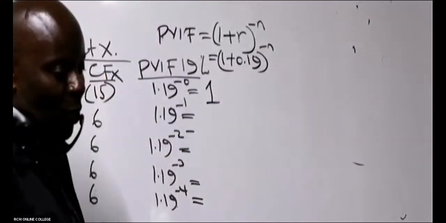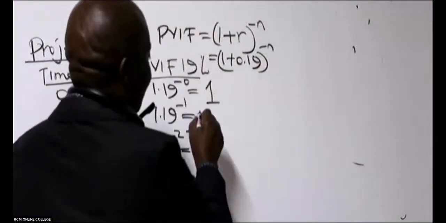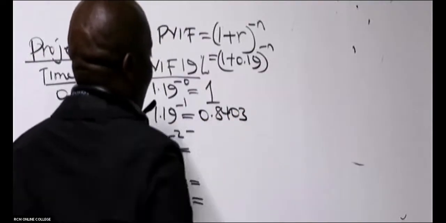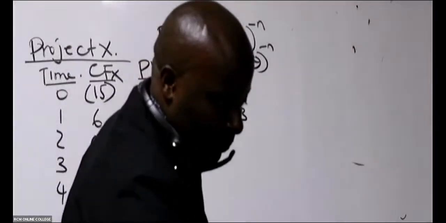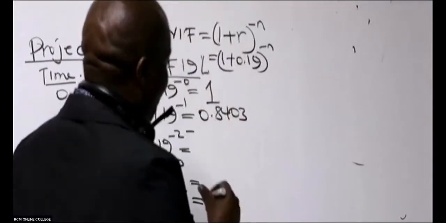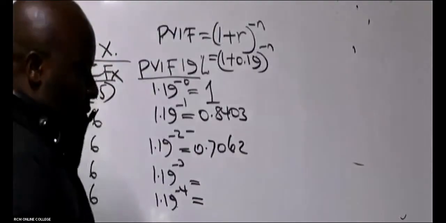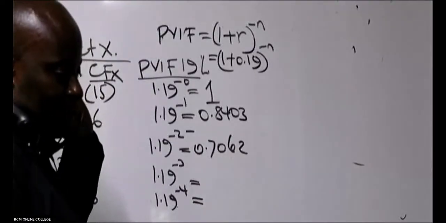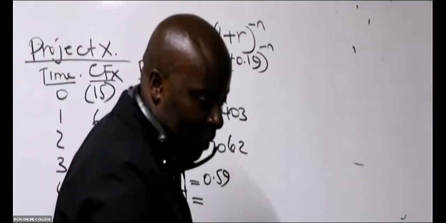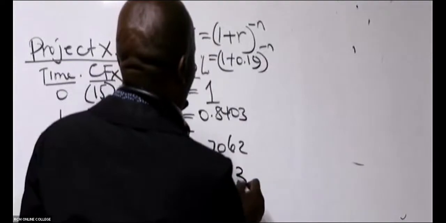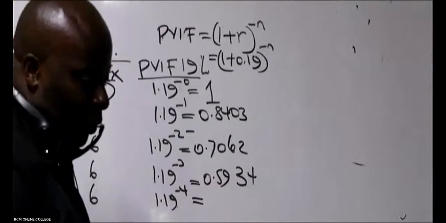What about 1.19 raised to negative 1? 0.8403. How about 1.19 raised to negative 2? 0.7062. How about 1.19 raised to negative 3? I hope you know how to raise. So 0.5934. And then the last one, raised to negative 4, 0.4987.